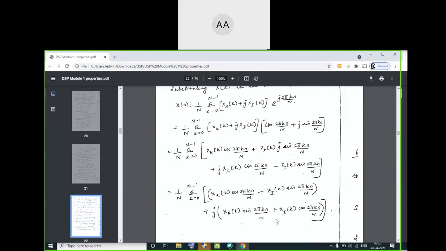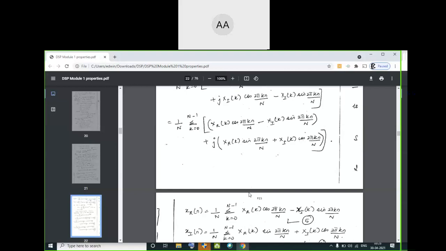In the last subset of proofs, along with the previous ones, all of this comes under the symmetry property. There are different cases: if the signal is even, what happens? If the signal is odd, what happens? If it's a combination of real and imaginary terms, what happens? What is the proof for that?